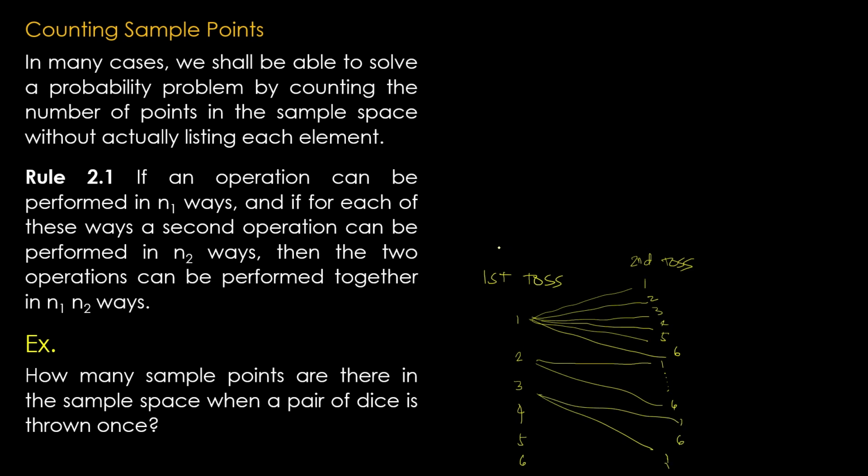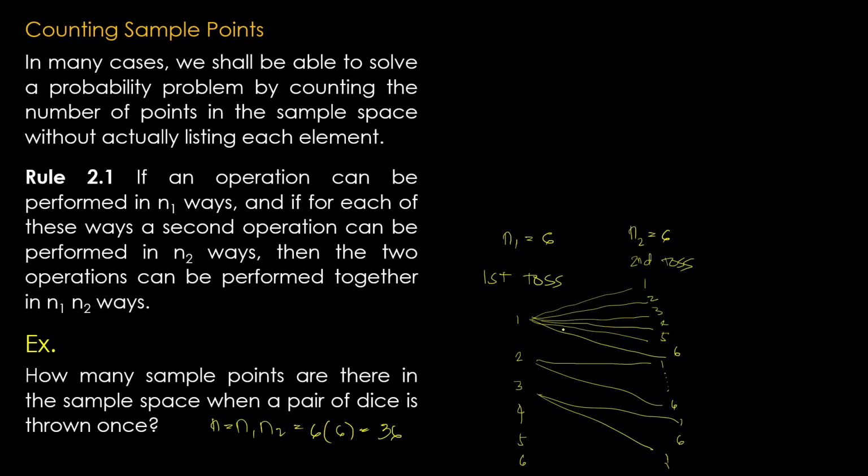So therefore, if you have n number of operations, first, say this is 6, and you have an n2 which is also 6, you just multiply those by rule 2.1. So just multiply n1 and n2. That is 6 times 6.